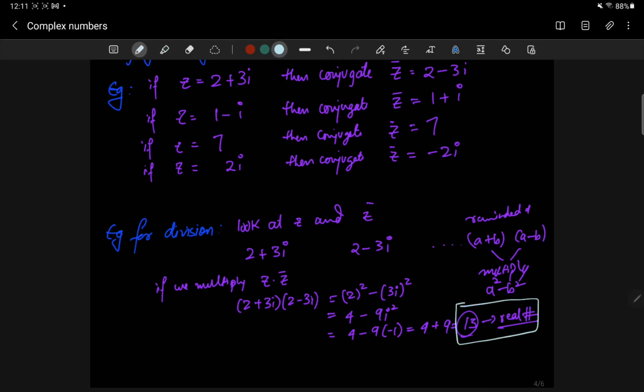So this is where we draw our motivation for how to define division. We notice that if we take a complex number and we multiply by its conjugate, then we always end up with a real number. Why can I say it's always? Well, it's because it's always going to be a squared minus b squared, and the second square will give you an i squared, which is negative 1. So there's going to be no trace of i left anywhere after this operation is done.